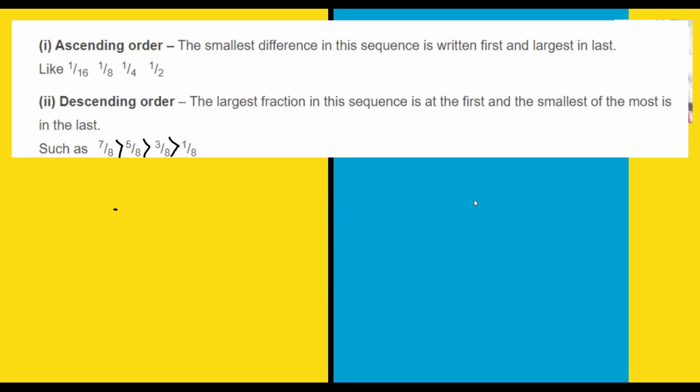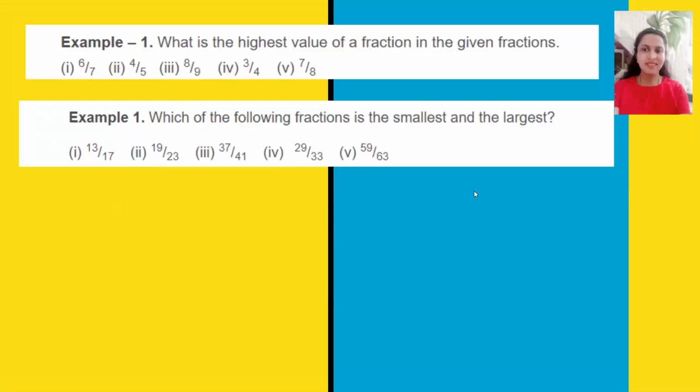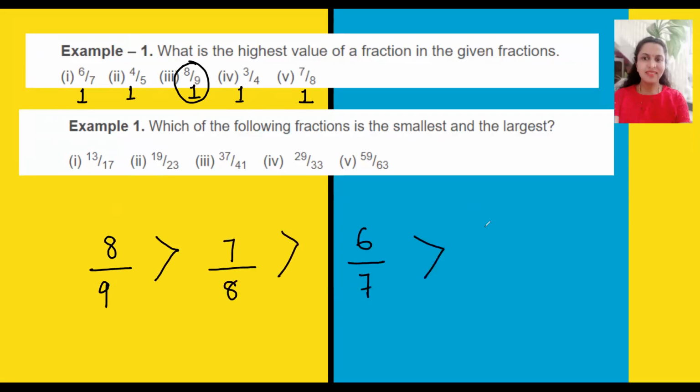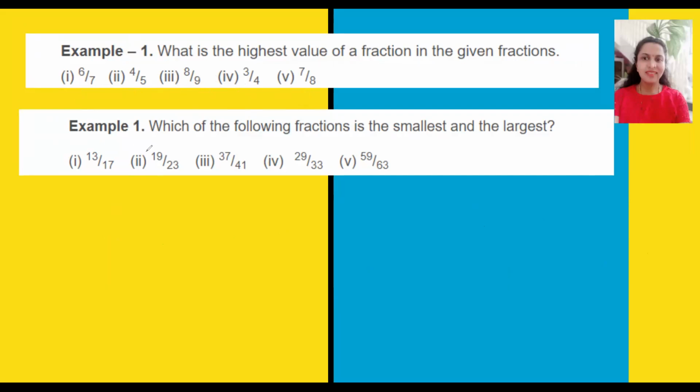Now, but see the case when they are not different, then how will you do it? So the first case is like this, where the difference is the same. When the difference is the same, the largest number will be the largest fraction. So if we arrange in ascending or descending order, 8 by 9, 7 by 8, 6 by 7, 4 by 5, and then 3 by 4. This will be the case. Similarly, now you can arrange from smallest to largest.